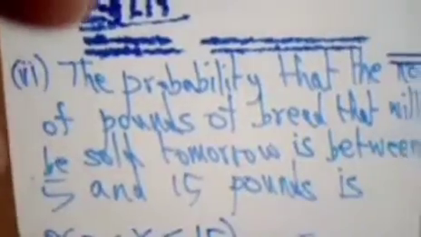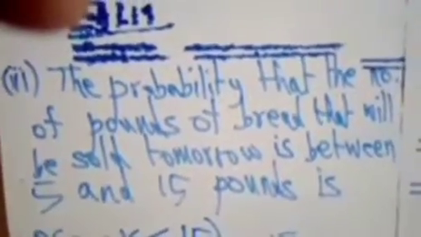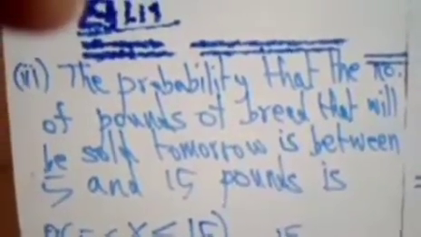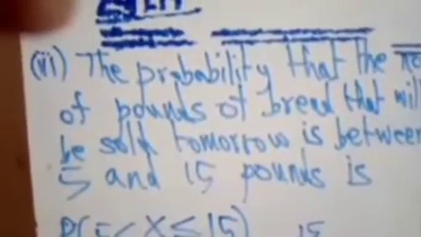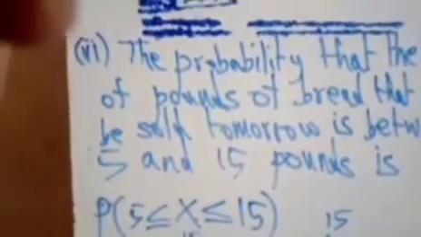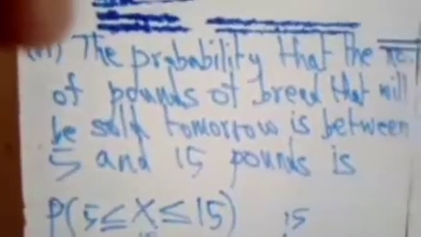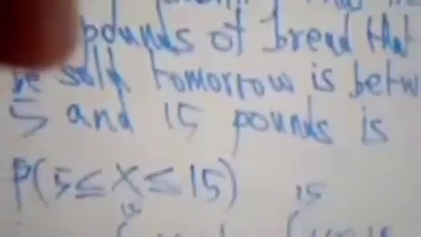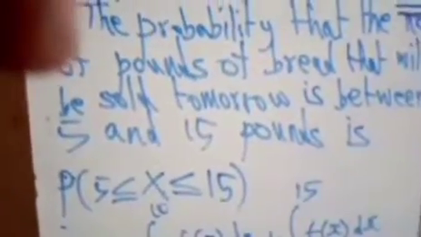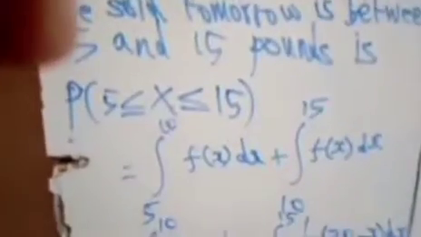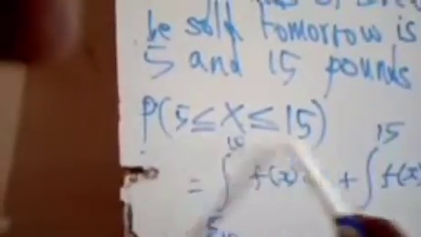Yes, now we will go for the probability that the number of pounds of bread sold tomorrow is between 5 and 15 pounds. Is it right? P of 5 less than or equal to x less than or equal to 15. Is it okay? Because the given limit is 5 to 15 only. Okay. Now, shall we write? How can you write 5 to 15?